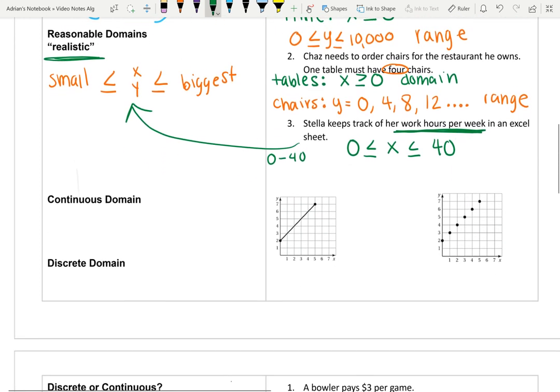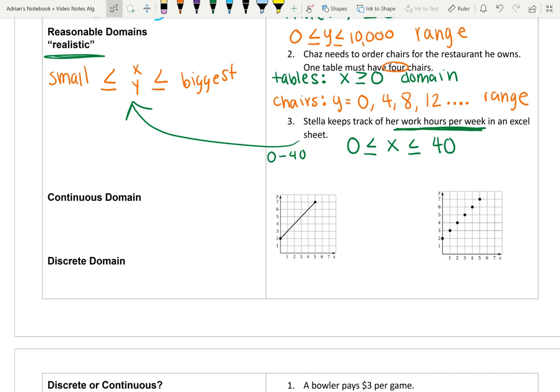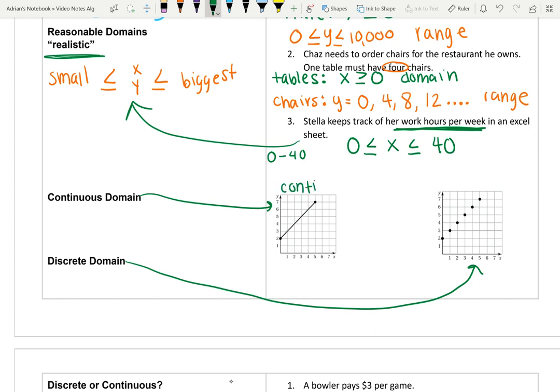The next thing we're going to look at is continuous versus discrete domain. So there's some pictures over here to go with it. My first one is the example of continuous, and the other one is the example of discrete. So for something that is continuous, it means that it goes on and includes all numbers in between. So it's going to include all decimals and fractions, all real numbers.